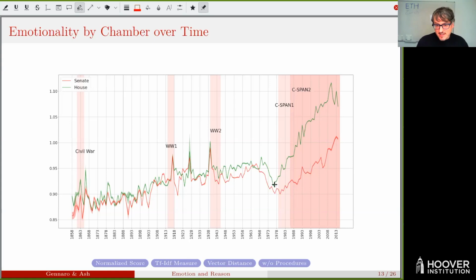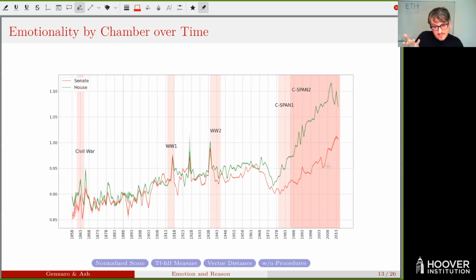But really, I think the most striking pattern in this graph is that starting in the late 1970s, there's been a big shift, a big increase in emotionality, especially in the House of Representatives, but also in the Senate.